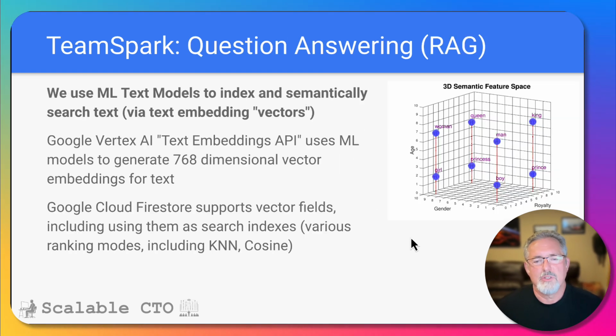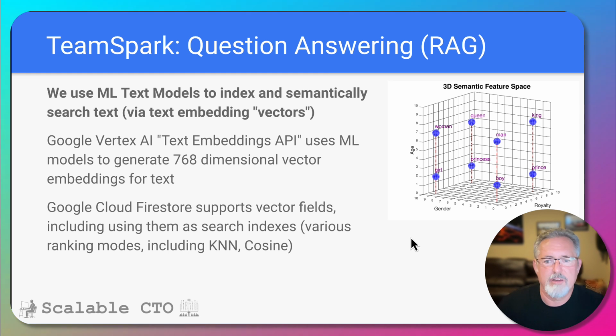So let's talk about how we do the question answering. We use these ML text models to index and semantically search text via text embedding vectors. So if you look at the diagram on the right, you'll see this 3D semantic feature space where we have this three-dimensional matrix of gender, royalty, and age.